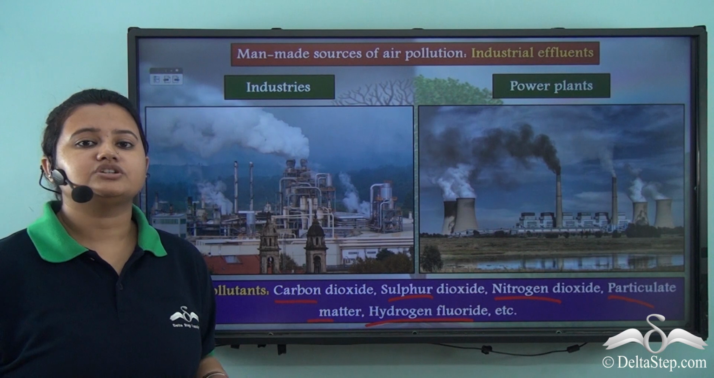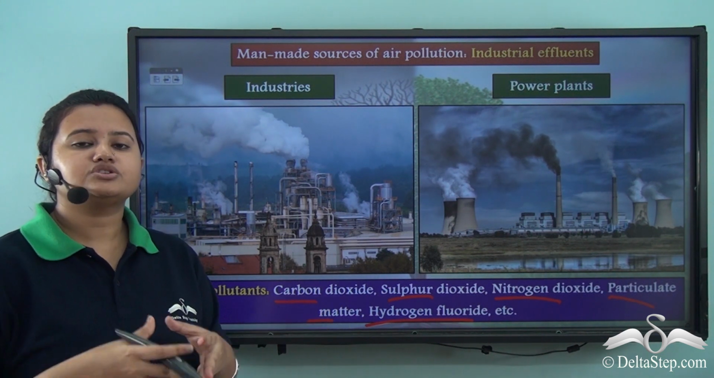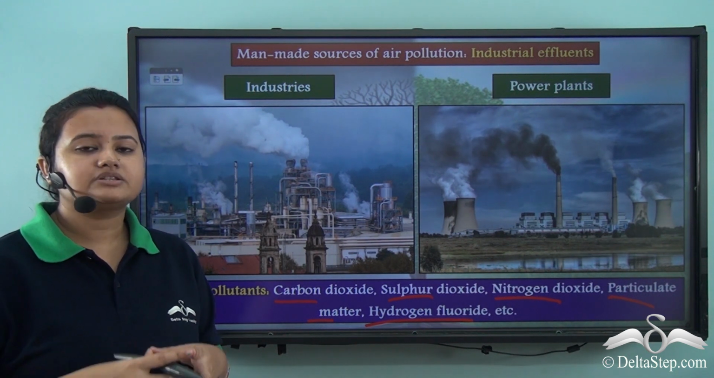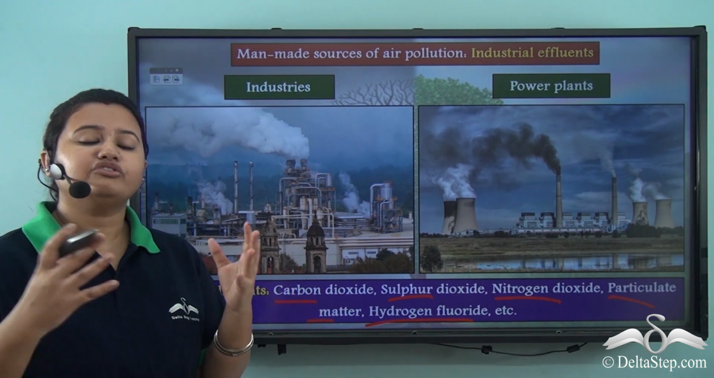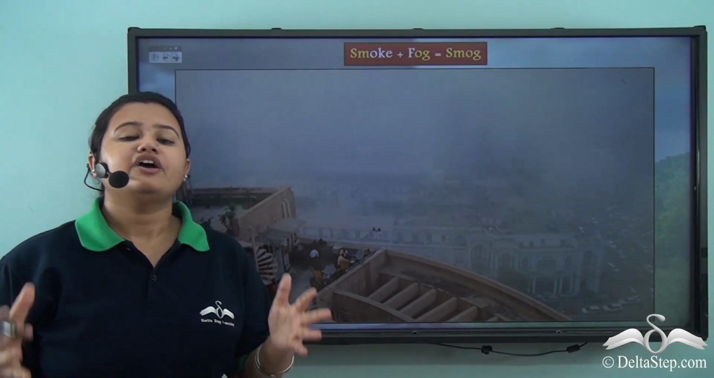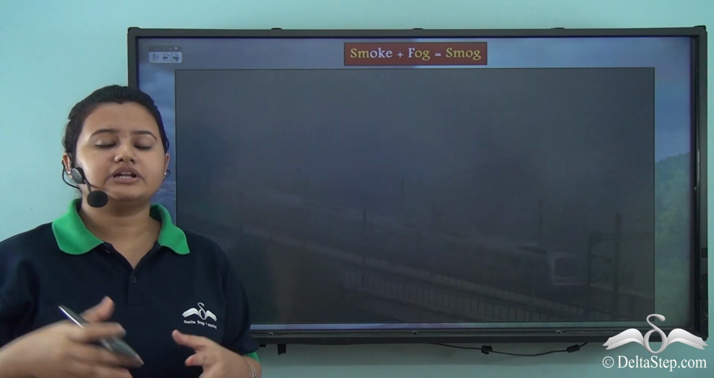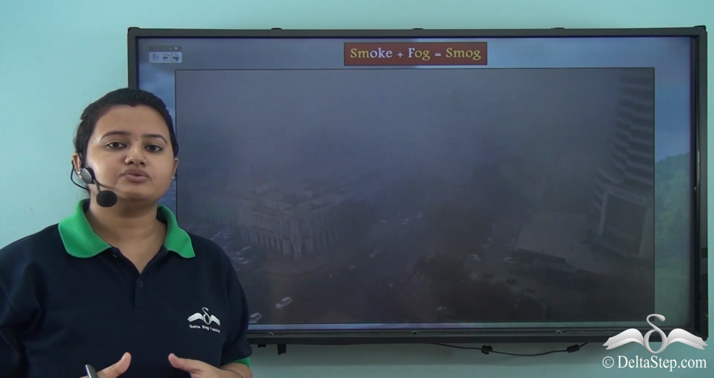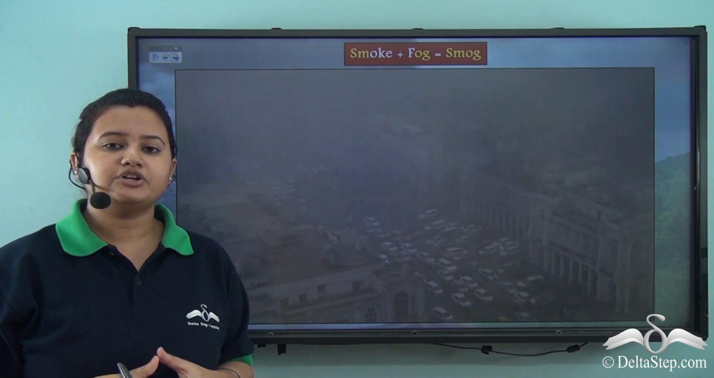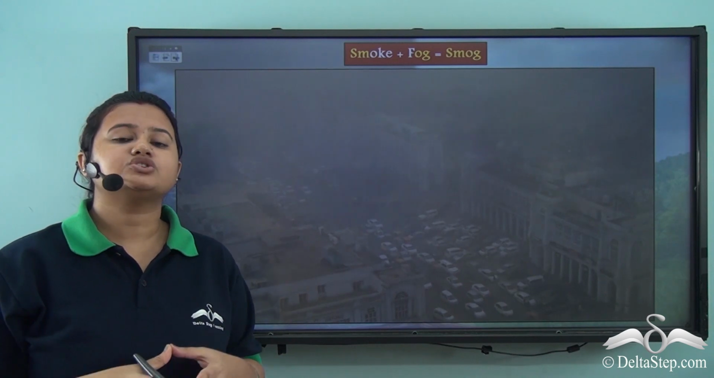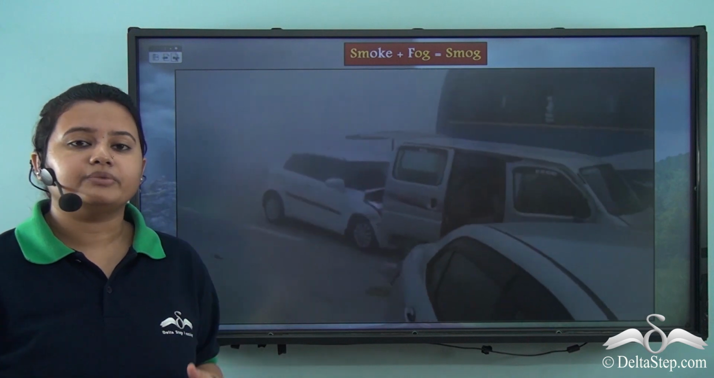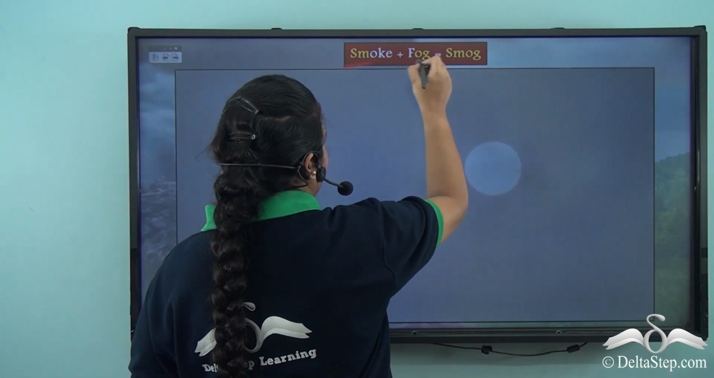Now, these air pollutants not only pollute the air but also affect the health of human beings as well as of the plants. We shall now discuss the harmful effects of these pollutants. As I mentioned earlier, vehicular emissions and industrial effluents are major man-made sources of air pollution. Now, too much vehicular emissions and industrial effluents in the air lead to the formation of smog. Now, smog is a combination of smoke and fog.